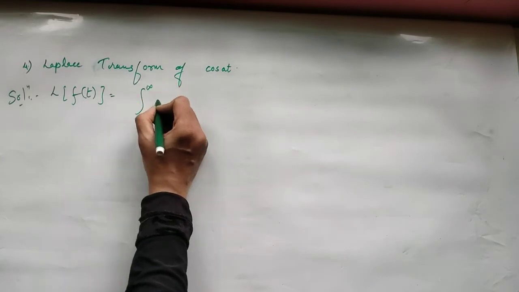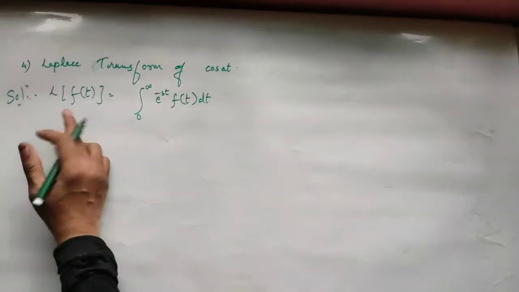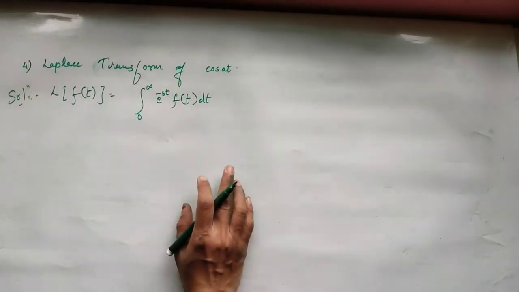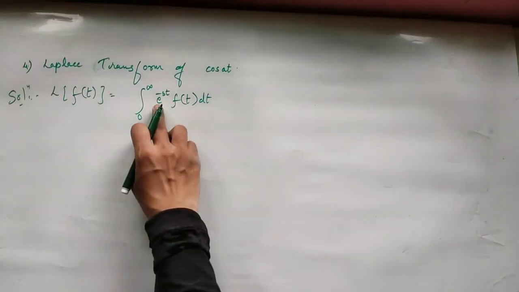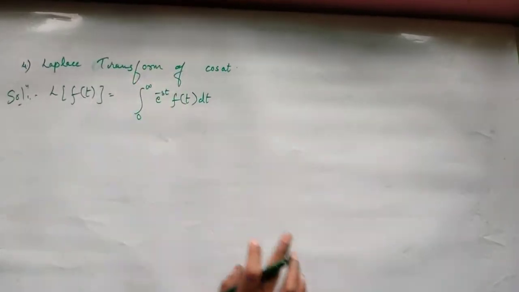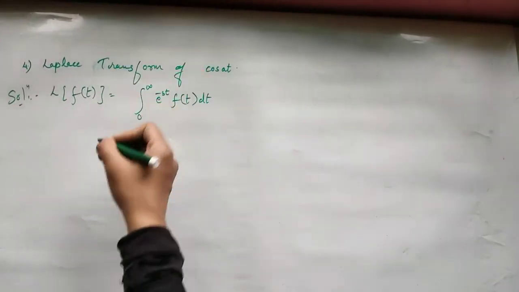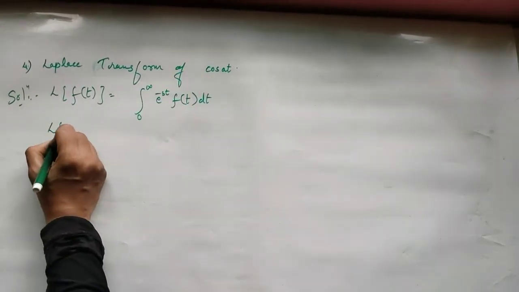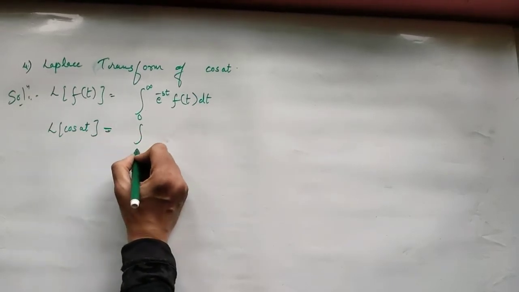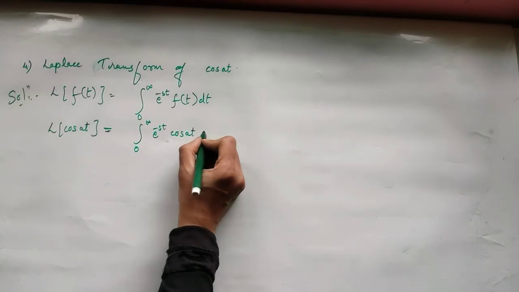As usual we do that, so that we can use it. By now you must be remembering, we have worked with it so many times: the Laplace transform of any function is defined to be the integration from 0 to infinity of e to power minus st, this is the only extra term, times f of t dt. This is the Laplace transform. So we will directly apply it for cos at. The Laplace transform of cos at is nothing but the integration from 0 to infinity of e to power minus st cos at dt.